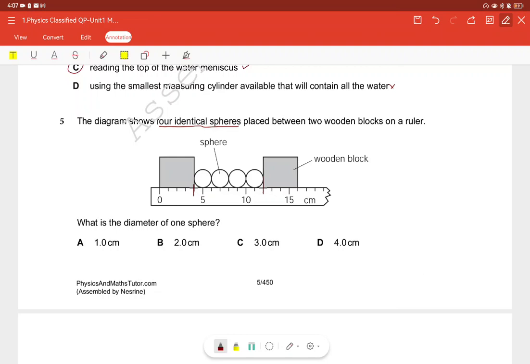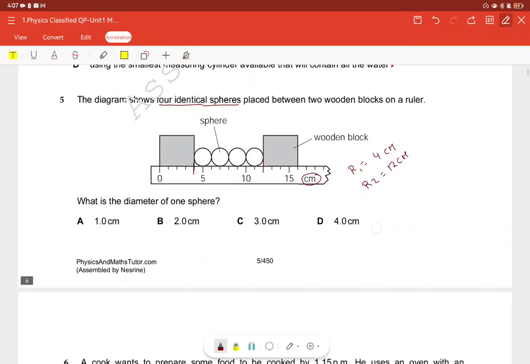Reading 1: 1, 2, 3, 4. It is 4 what? Centimeter. How do I know it's centimeter? From the ruler here it says 4 centimeters. So reading 1 is equal to 4 centimeters. Reading 2 is equal to 10, 11, 12 centimeters. Now the actual reading R is equal to R2 minus R1. R is equal to 12 minus 4, which is equal to 8 centimeters.